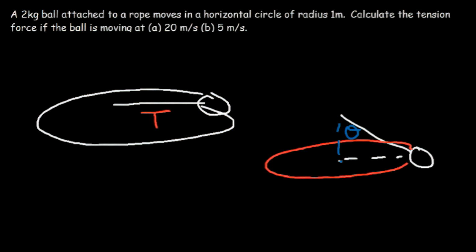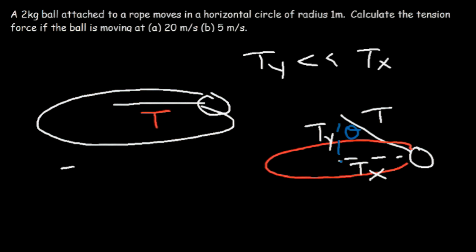So as you can see, at low speed, the vertical component of the tension force is significant relative to the horizontal component. At high speeds, Ty is very small compared to Tx. So T is approximately equal to Tx.